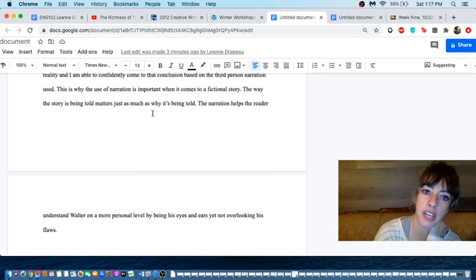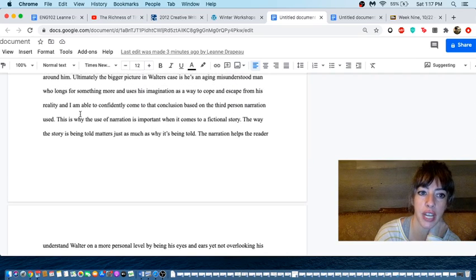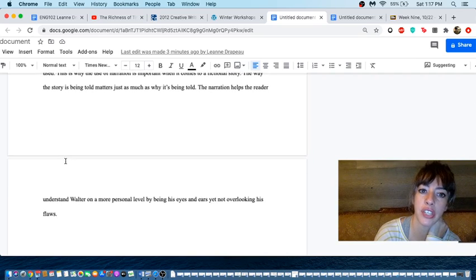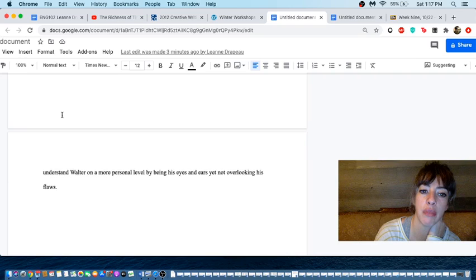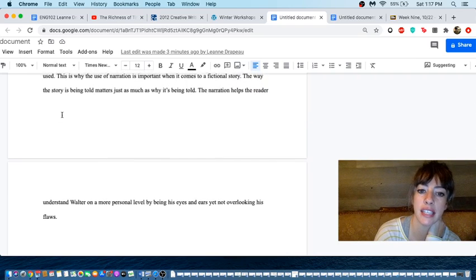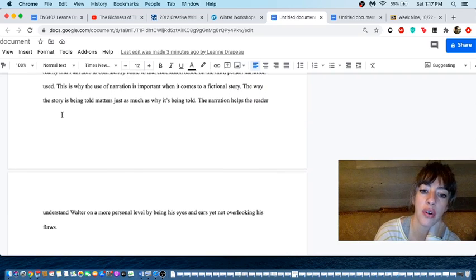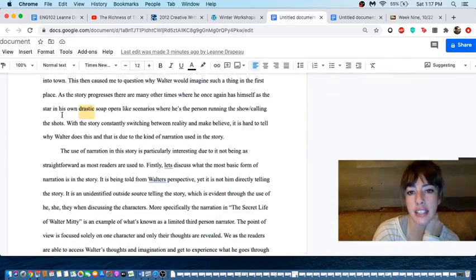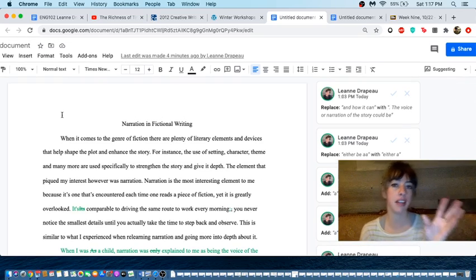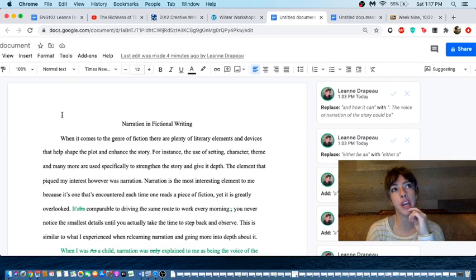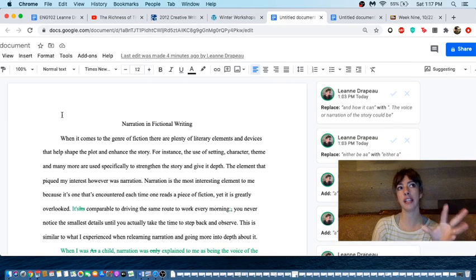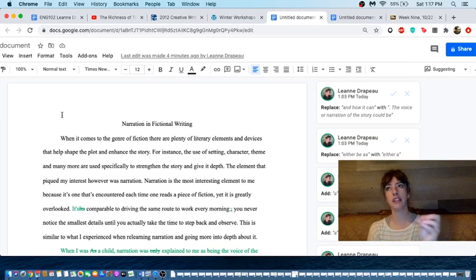This is why the use of the narration is important when it comes to a fictional story. The way the story is being told matters just as much as why it's being told. The narrator helps the reader understand Walter on a more personal level by being his eyes and ears, and yet not overlooking his flaws. Okay, so excellent advanced writing, excellent advanced thinking. What this piece is missing, I would say that this writer could work on making their thesis statement slightly clearer, like slightly more emphatic and clearer, and a little bit more centralized at the beginning of the essay.